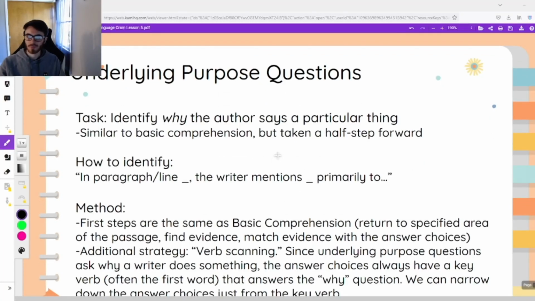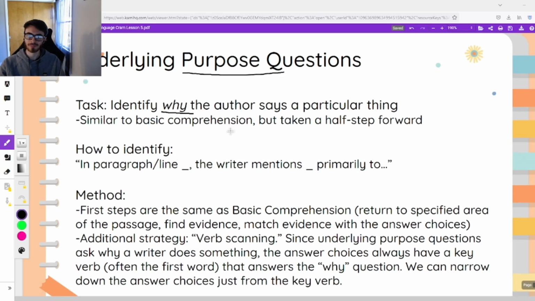The next question type we're going to talk about are underlying purpose questions. Underlying purpose questions don't ask us to identify what the passage is saying or what the author is saying. They ask us to identify why the author is saying it. So it's similar to basic comprehension. It's just taken a half step forward, right? In addition to being able to identify what's being said, we need to be able to identify why. We need to identify the purpose of why this is in the passage, what it does for the passage.